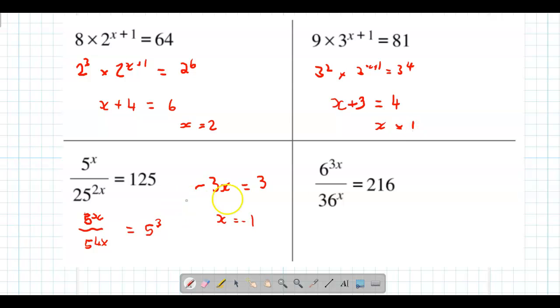And on this one, we're going to make it 6 to the power of 3x. We're going to divide it by 6 to the power of 2x. So that's going to be 6 to the power of x. And this is 6 to the power of 3. So this is going to give me x equal to 3.